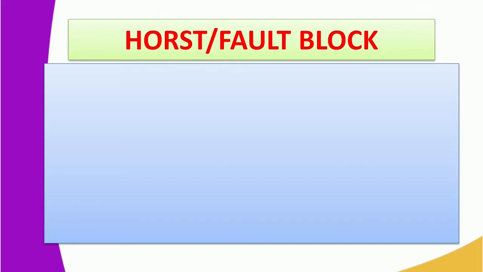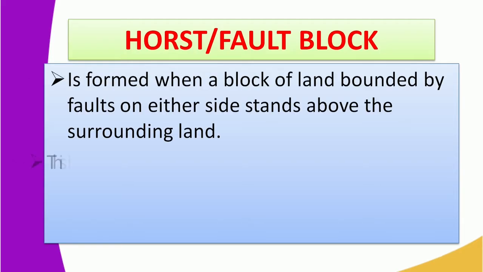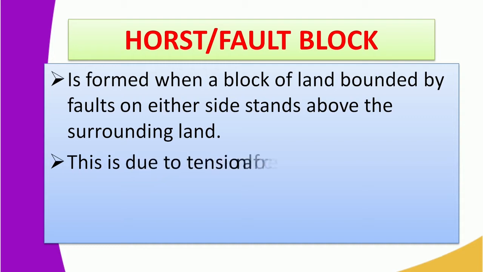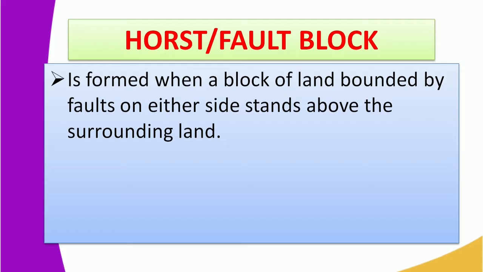Another image is the horst or fault block. You have heard of horst mountains or even fault mountains. Our horst block is formed when we have a block of land bounded by faults on either side, which stands above the surrounding area.